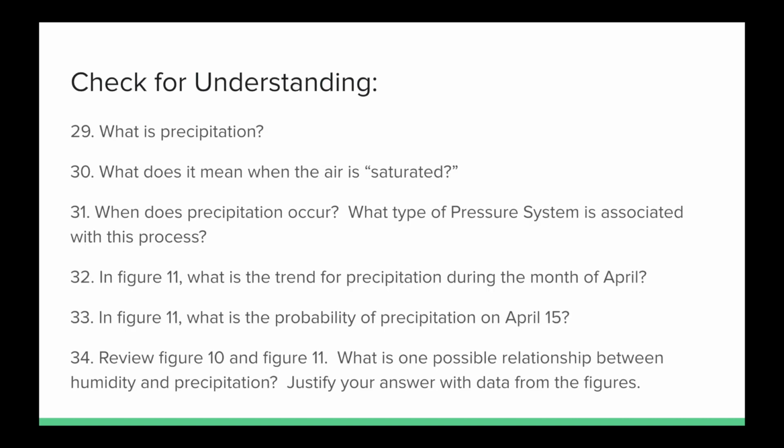Let's check for understanding. 29. What is precipitation? 30. What does it mean when the air is saturated? 31. When does precipitation occur? What type of pressure system is associated with this process? 32. In Figure 11, what is the trend or change for precipitation during the month of April? 33. In Figure 11, what is the probability of precipitation on April 15th? 34. Review Figure 10 and Figure 11. What is one possible relationship between humidity and precipitation? Justify your answer with data from the figures.